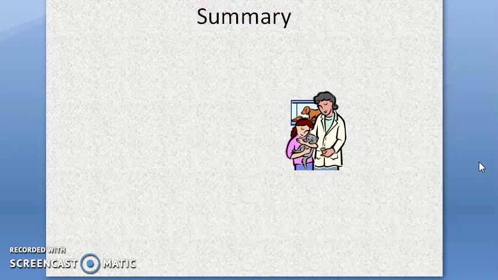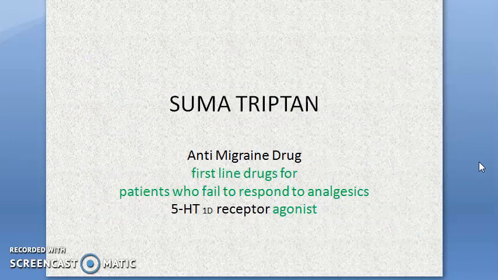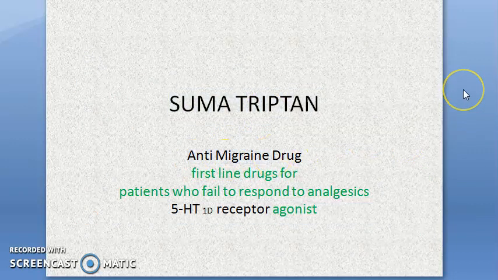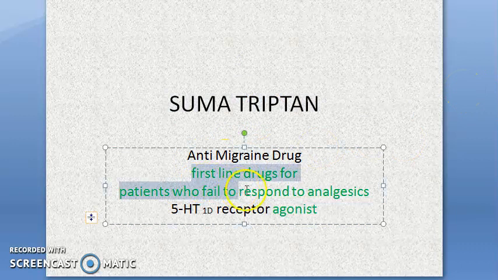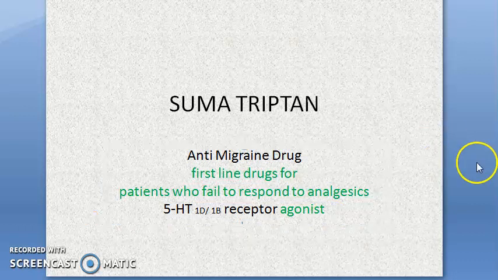Summary. Let's look at the summary now. Let's go back and start from the beginning. Sumatriptan is an anti-migraine drug. It's the first line of drug for patients who fail to respond to analgesics. Overall, it is a 5-HT 1D/1B receptor agonist.